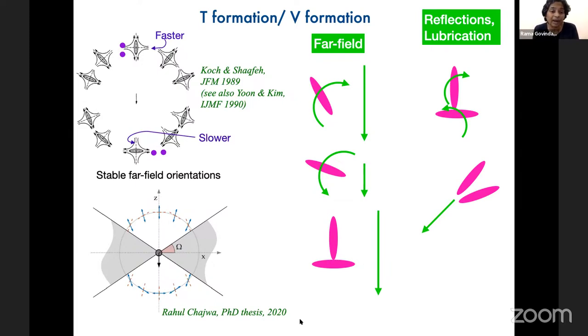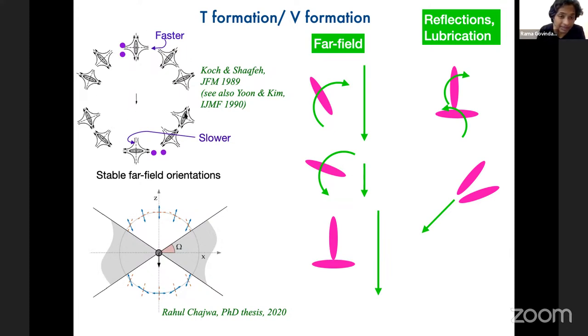Now, let's try to understand the nonlinear portion a little better. This is a beautiful picture given in Koch and Shaqfeh, and there's another paper in IJMF which talks about similar things. Here is a point force, and they placed these ellipsoids all around in a circle about the point, with the point force as the center. And what you see here is something very interesting. I told you that you can think of an ellipsoid as two spheres stuck to each other by a rigid rod. So here you have a vertical sphere and here you have a horizontal sphere.